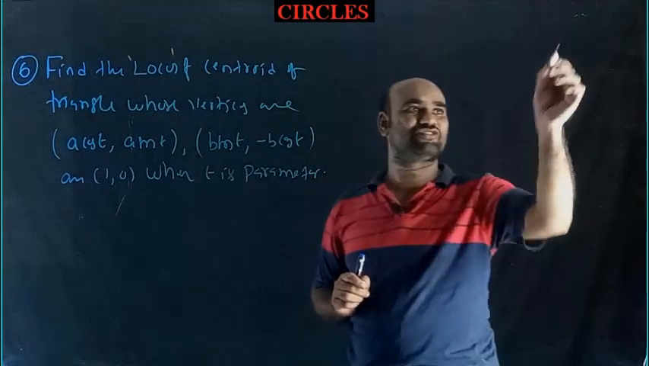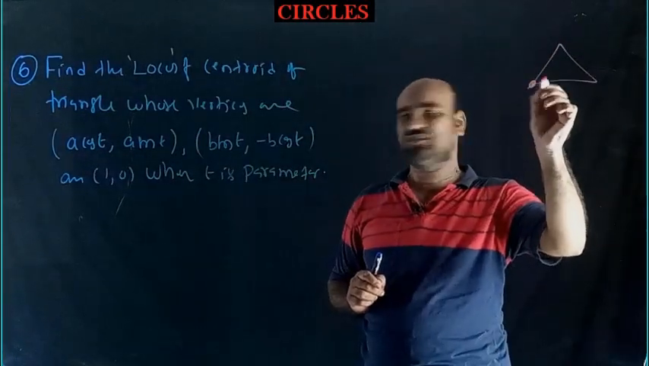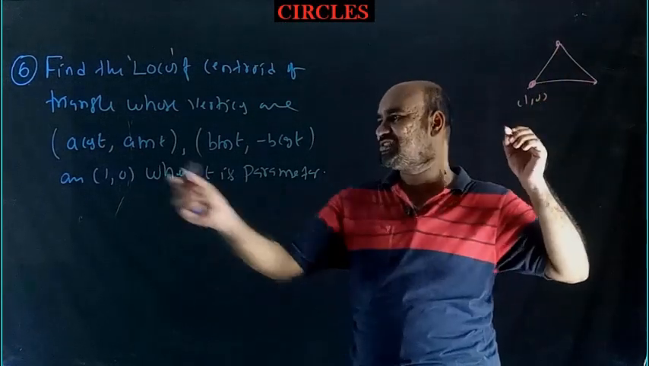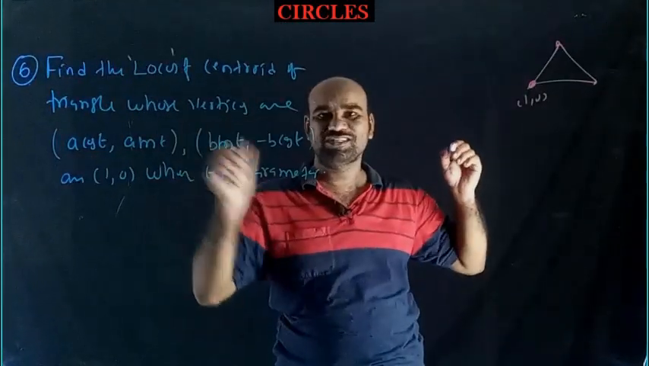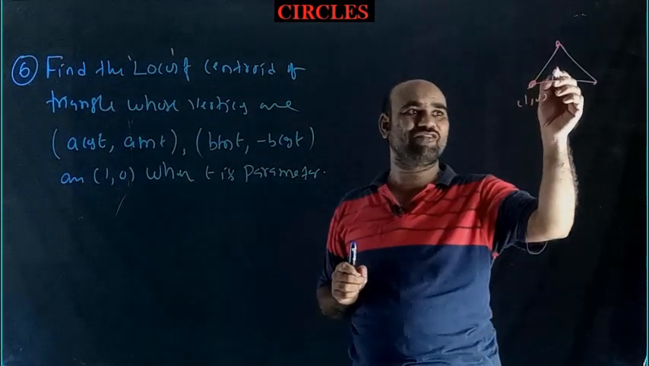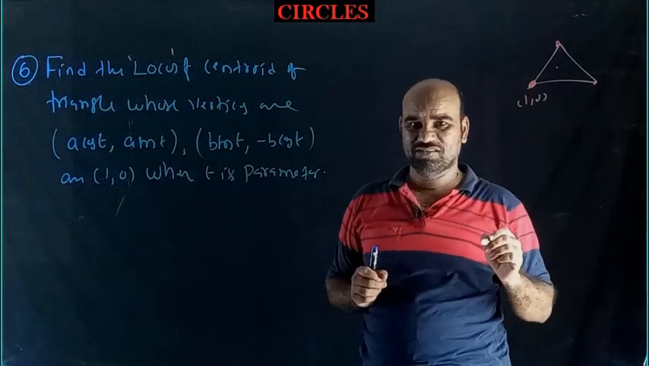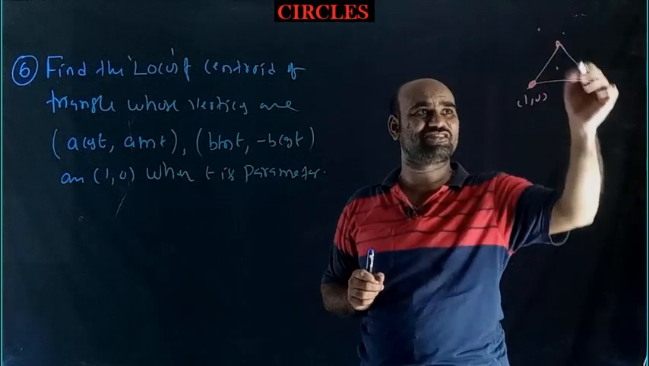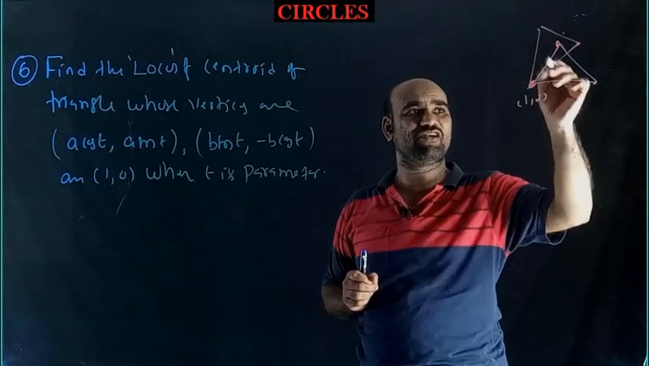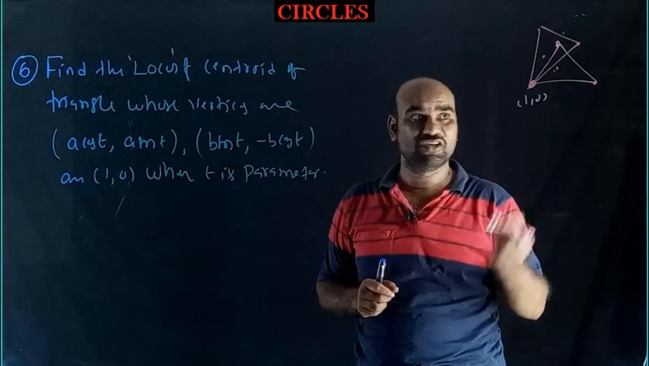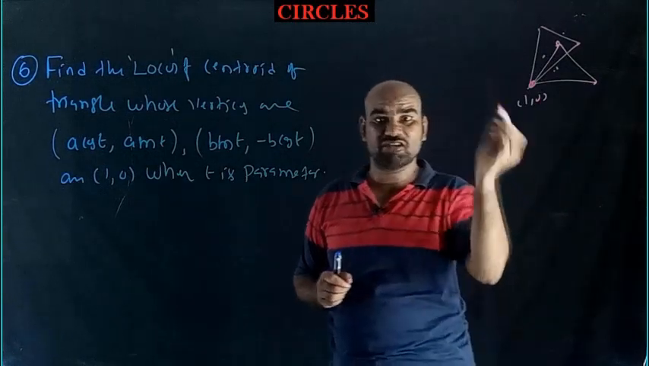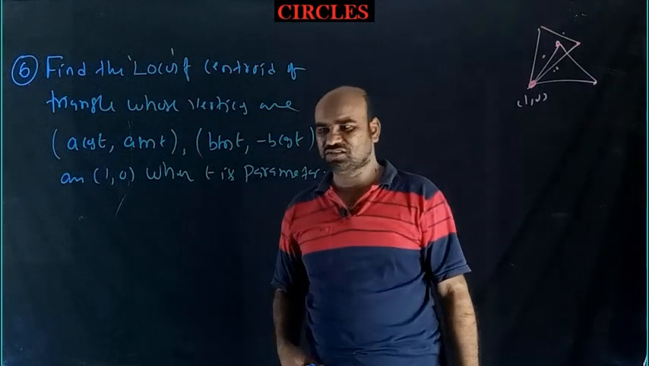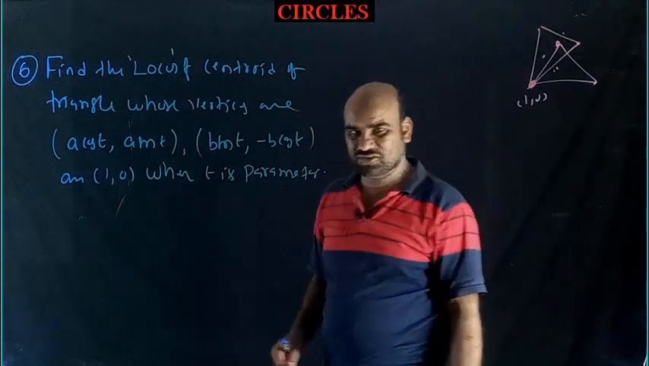For example, in this triangle, this vertex is fixed. What is that? (1, 0). The remaining two vertices are varying because t is changing. Automatically their position will change, and automatically the centroid will change. If this point changes to here and this changes to here, this becomes the triangle, and automatically the centroid position will change. What is the locus equation of its centroid? t is changing, so the centroid will change. We want to find its locus equation.